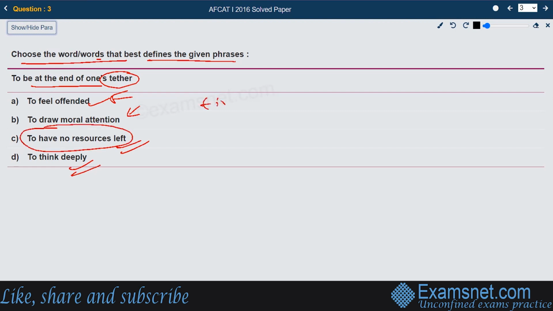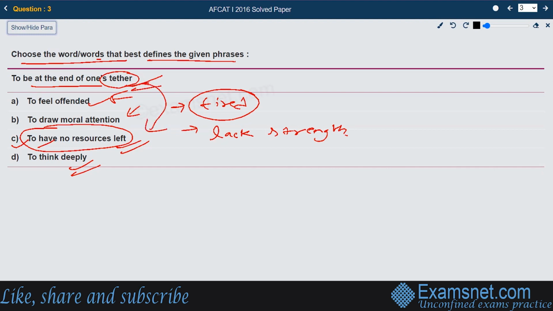If somebody is very tired, and has no power left, or is lacking any strength, that's what the phrase is used for. To be at the end of one's tether means to lack strength, lack resources, everything. That's option C. So the right meaning of this particular phrase is to have no resources left.